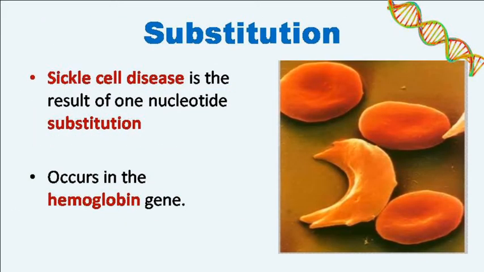The next point mutation is substitution. Sickle cell disease is a very good example of substitution. It is the result of a single nucleotide substitution, and it occurs in the hemoglobin gene. In normal hemoglobin, in the beta chain, there is the amino acid glutamic acid at the sixth position. But due to substitution, the glutamic acid is replaced by valine, and due to that replacement, the disease occurs, that is sickle cell disease.